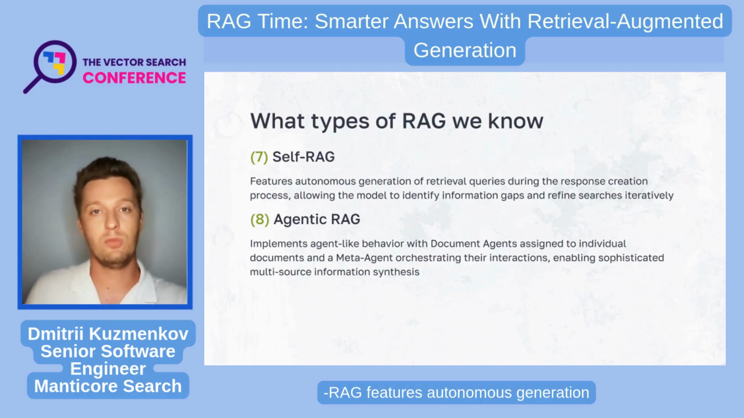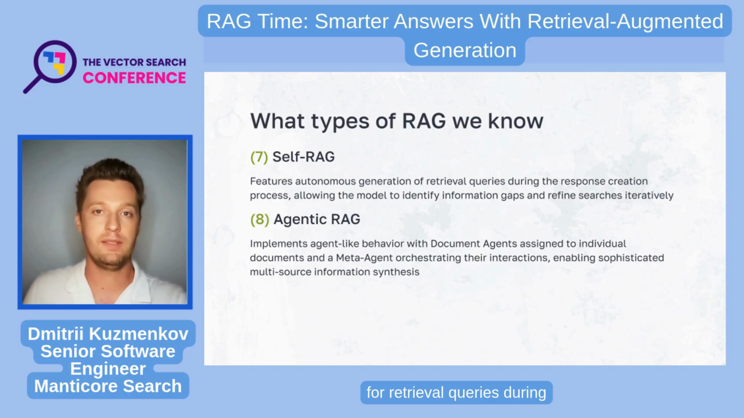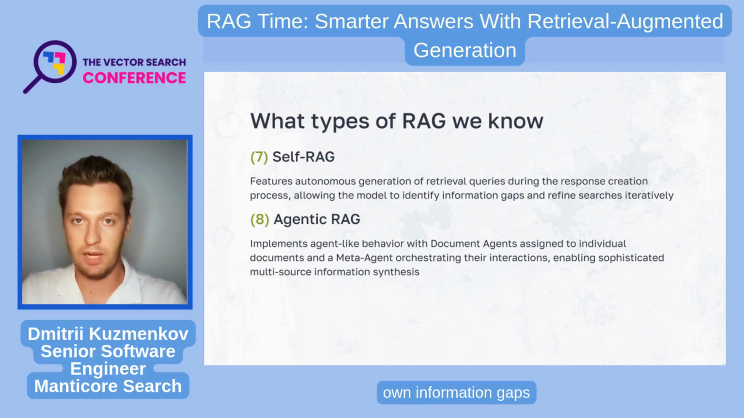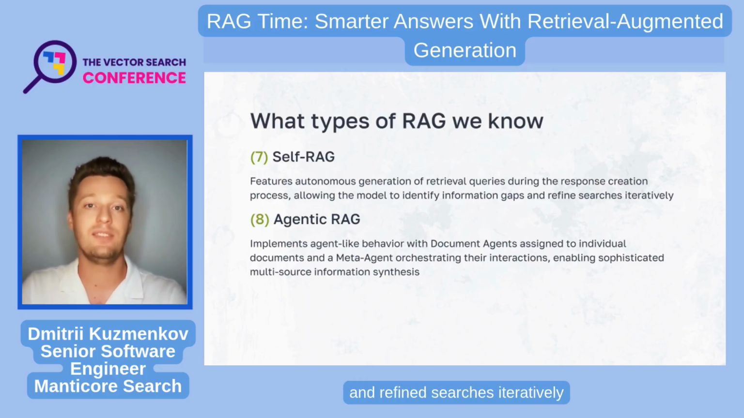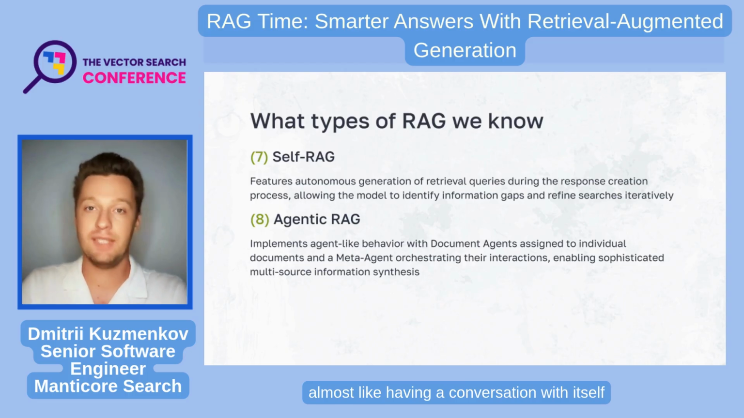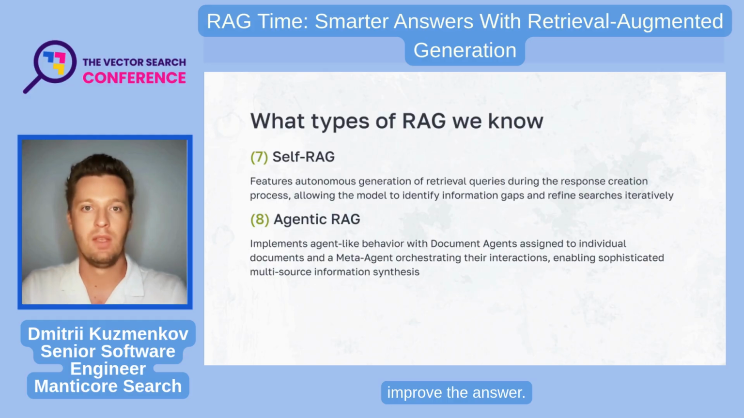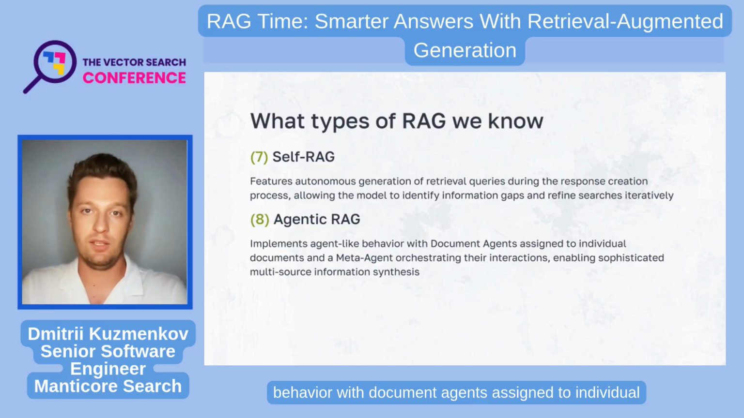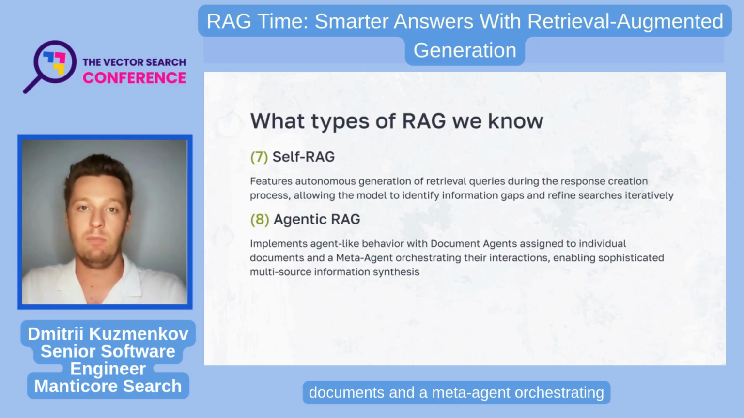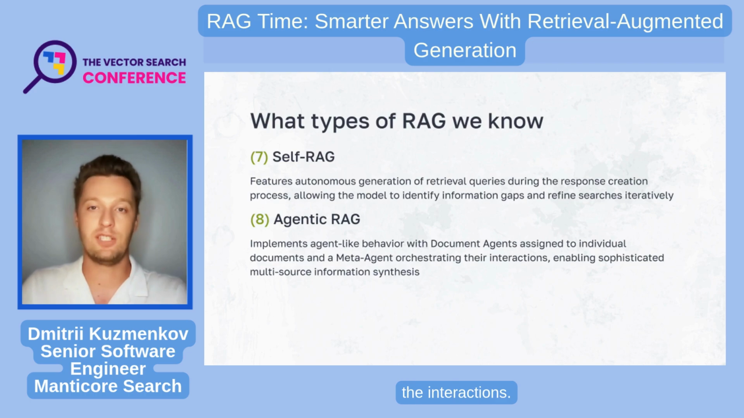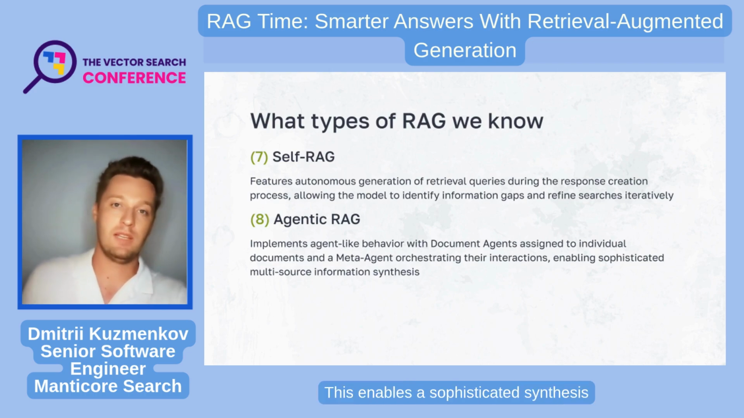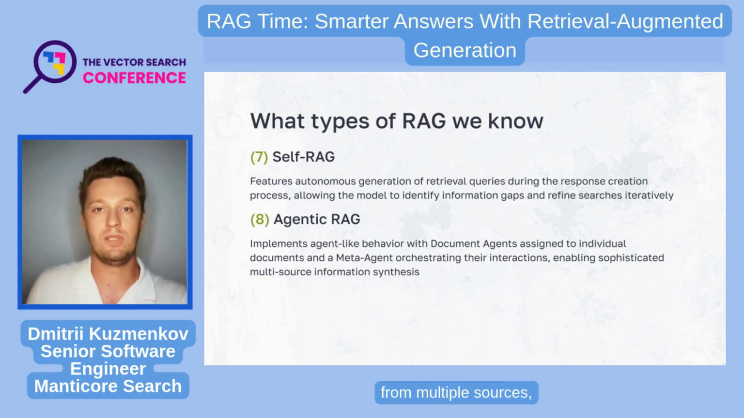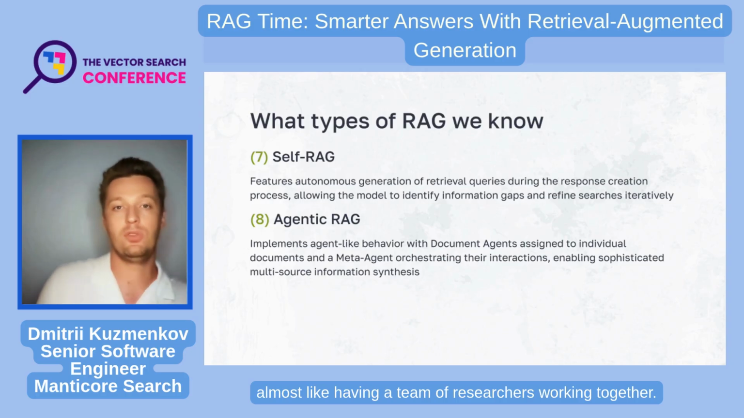Self-RAG features autonomous generation of retrieval queries during response creation. The model identifies its own information gaps and refines searches iteratively, almost like having a conversation with itself to improve the answer. Agentic RAG implements agent-like behavior with document agents assigned to individual documents and a meta-agent orchestrating their interactions. This enables sophisticated synthesis of information from multiple sources, almost like having a team of searchers working together.